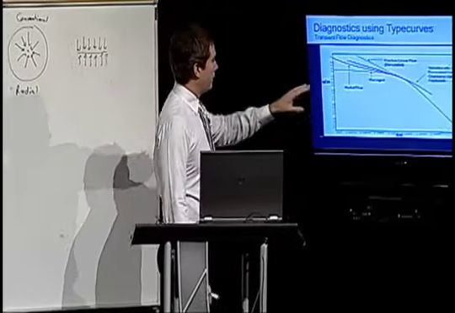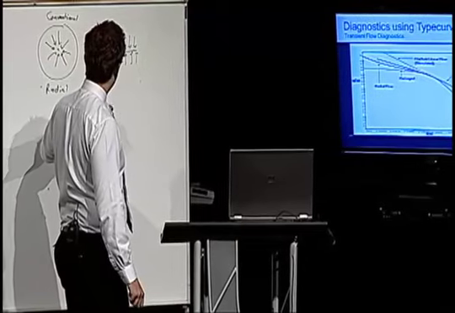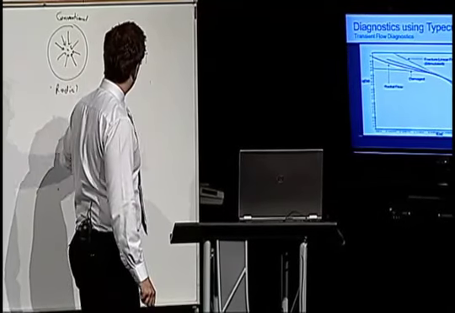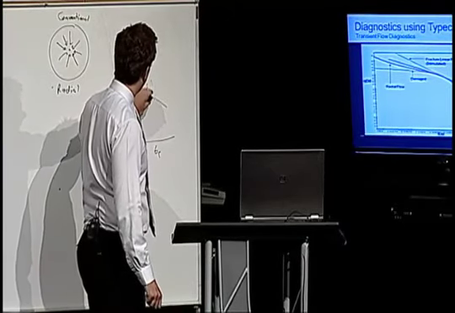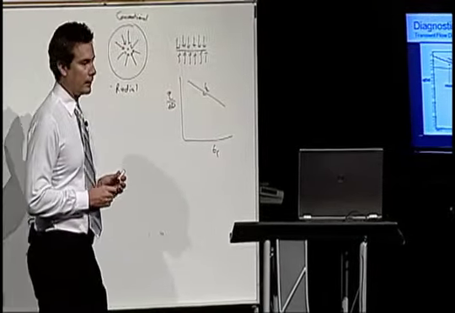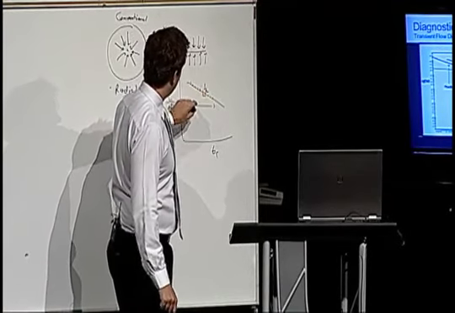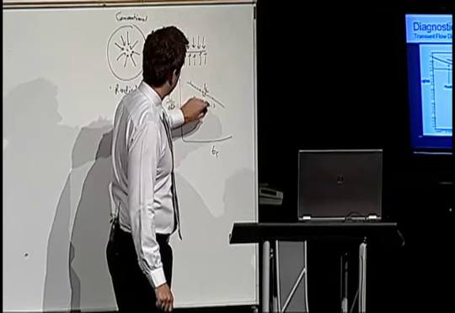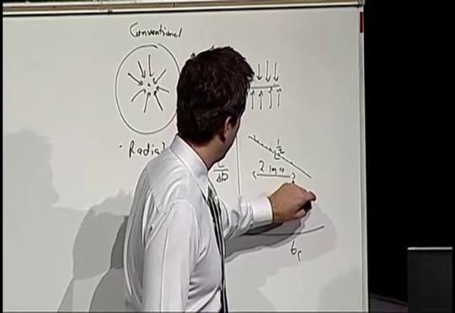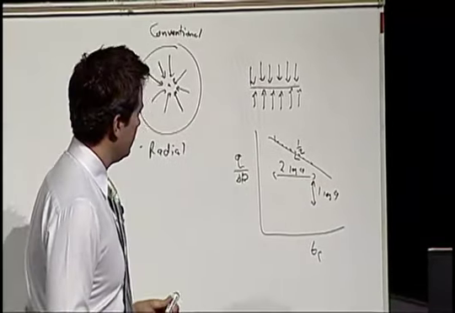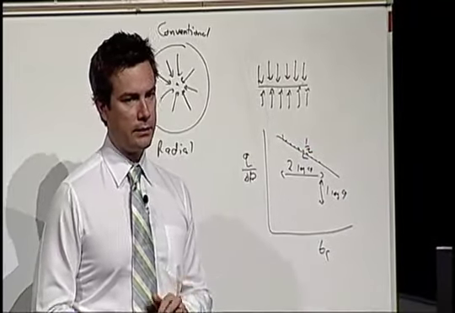So what does that look like on the plot? Well, I'm showing it right here. On a Q over delta P versus material balance time plot, it should have a half slope. Okay? So if you were to measure it, it goes two log cycles across and 1 log cycle down, as opposed to a unit slope, which goes 1 log cycle across and 1 log cycle down.